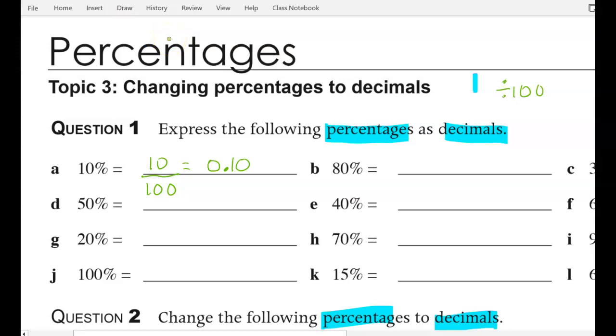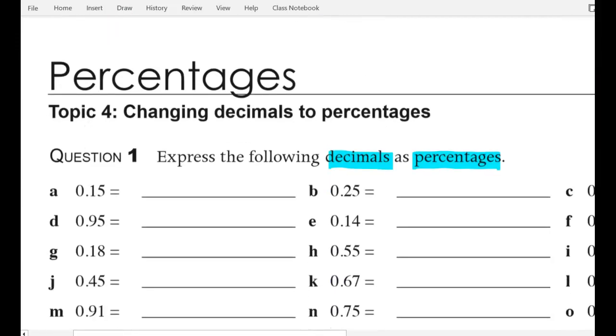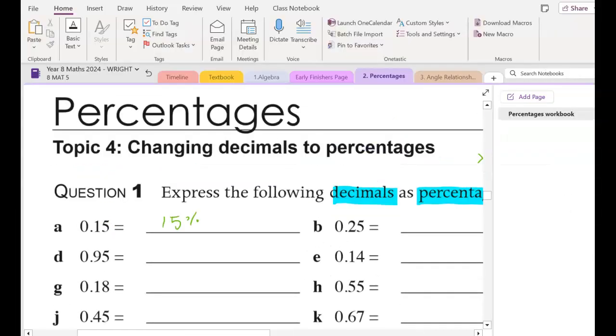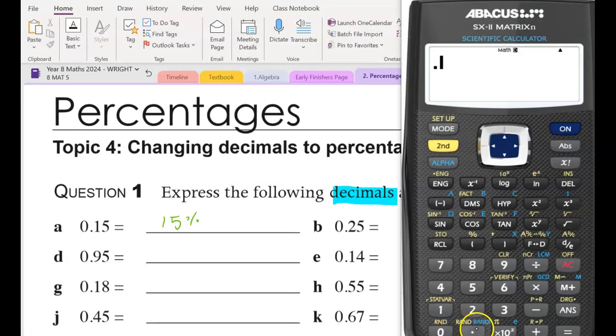So the opposite is going to be timesing by 100. When we're changing our decimals to percentages, we're going to be timesing by 100. So I can then think, well, there's 2 zeros in 100, which means I'm going to move my decimal point twice to the right, and I'm going to end up with 15%. Otherwise, you can pop it on your calculator. You could go 0.15 times 100, and that will get us 15, which is going to be our percent.